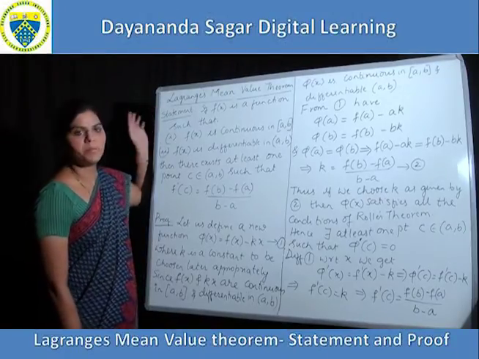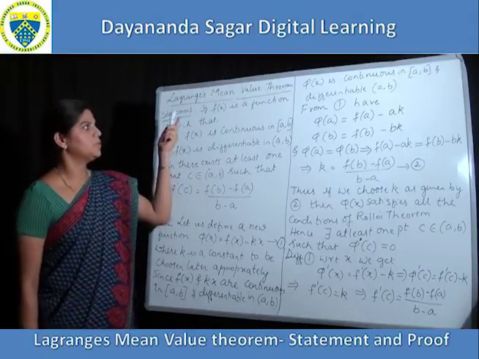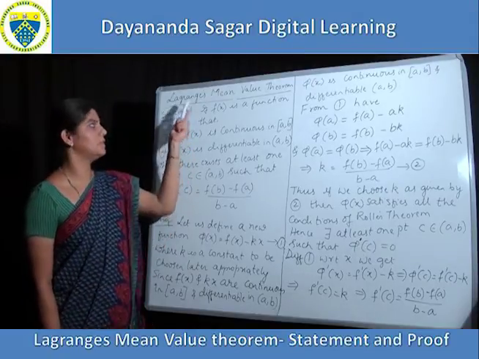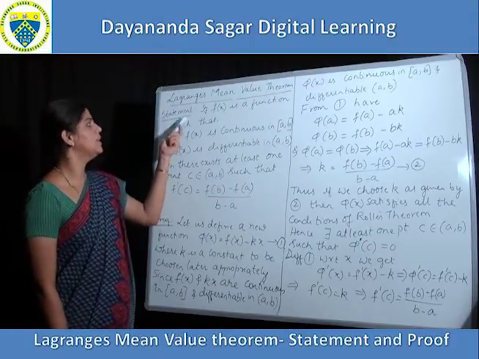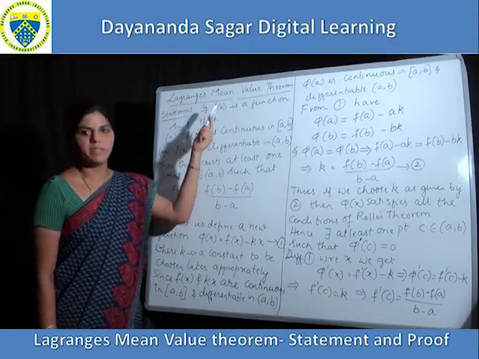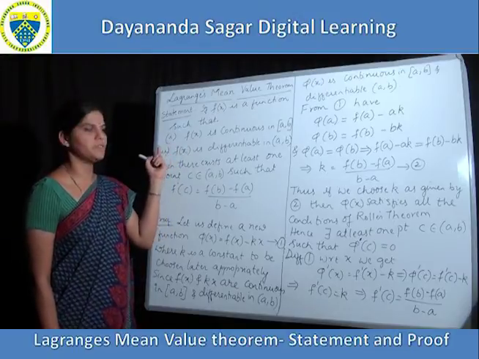Now let us state and prove Lagrange's mean value theorem. So we make use of Rolle's theorem to prove Lagrange's mean value theorem. First, let us state the mean value theorem. The statement: if f of x is a function such that it satisfies two conditions.